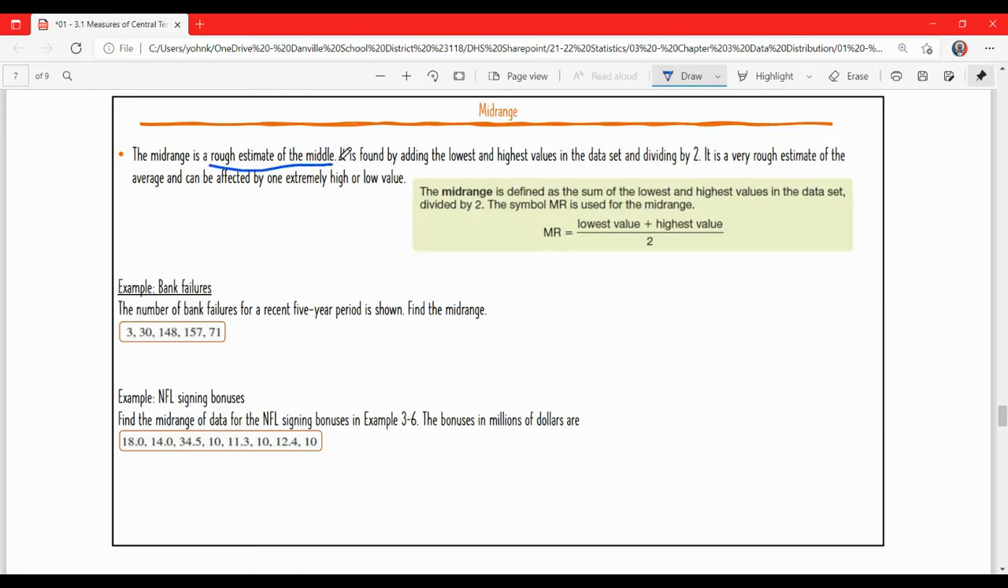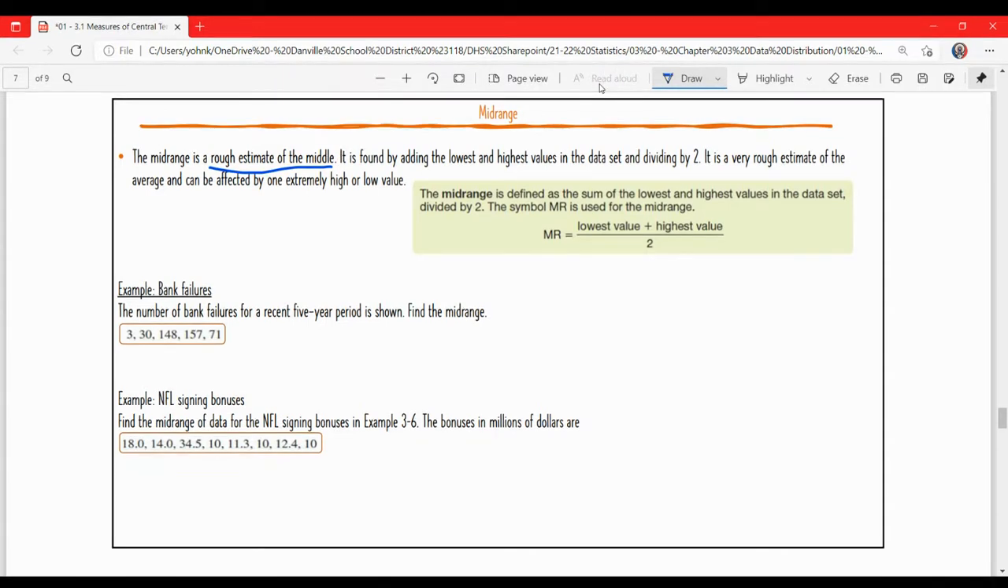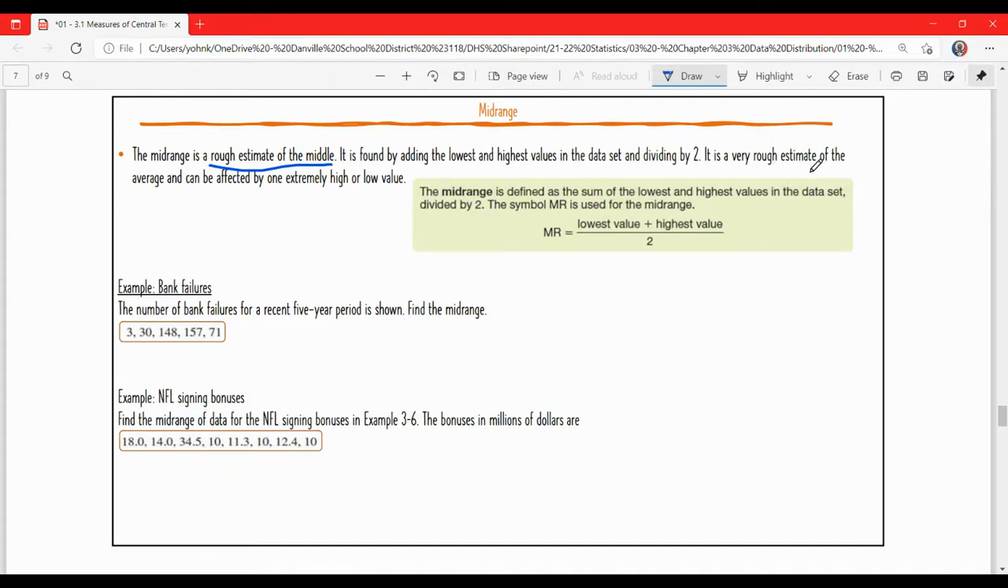It's not very accurate. It's found by adding the lowest and highest values in the data set and dividing it by 2. It's a very rough estimate of the average and can be affected by one extremely high or low value. So the abbreviation for mid-range is MR, and it's found by taking the lowest and the highest values, adding them together, and dividing by 2. Now, it's a very rough estimate because it doesn't take into account any of the values in between the lowest and highest.